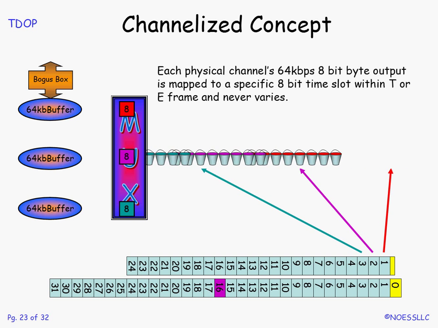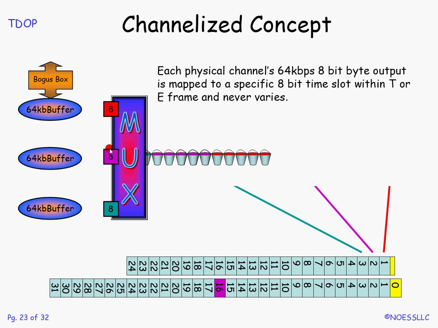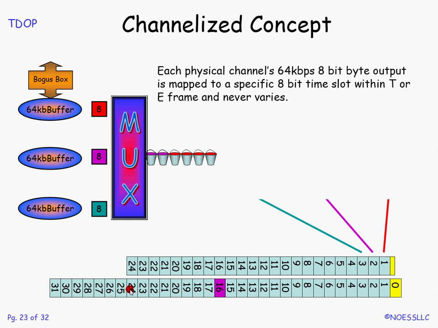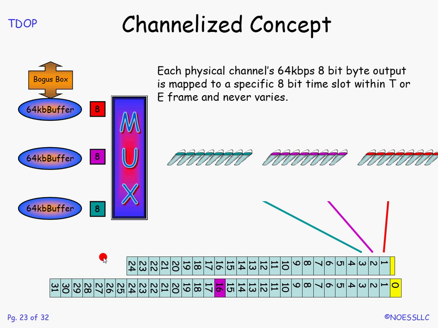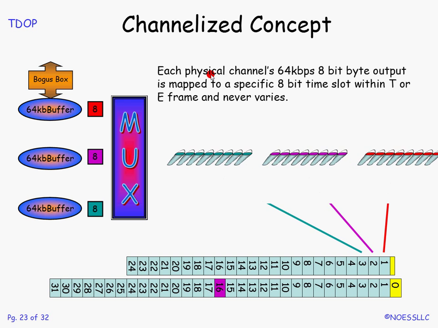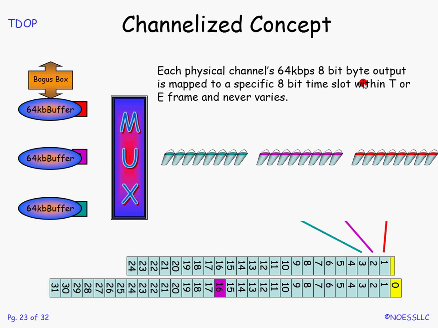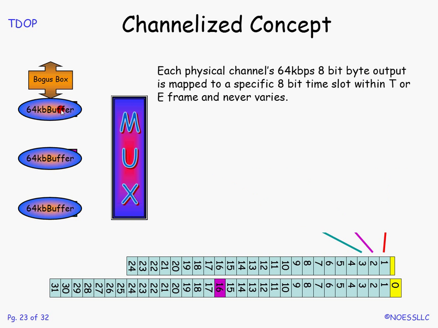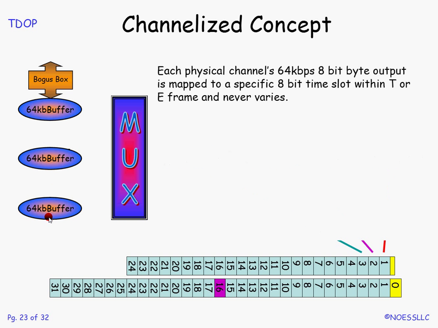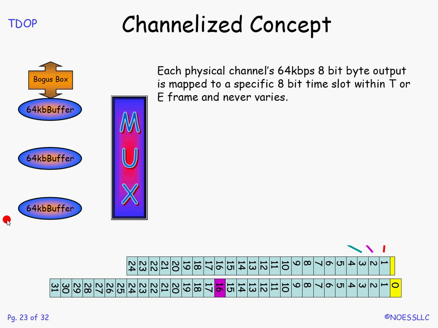So here we go. I've got a multiplexer, a T-type or an E-type. In this case, I'm showing you both down here. Here's a T-type frame right here, and here's an E-type frame down here. Okay, when I have a channelized, which is what we've been looking at so far, each physical channel 64K 8-bit byte output is mapped to a specific 8-bit time slot. So I've got an 8-bit byte coming out of a buffer, a channel buffer over here, and in the T-type, there'll be 24 of these. In the E-type, there'll be 32, starting from zero over here.